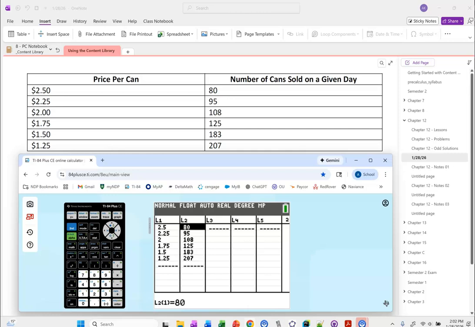Notice that when I tried typing in 2.50 and pressed enter, the calculator cut off the 0, because it doesn't really need to be there, it's just a placeholder 0. So don't worry about that.